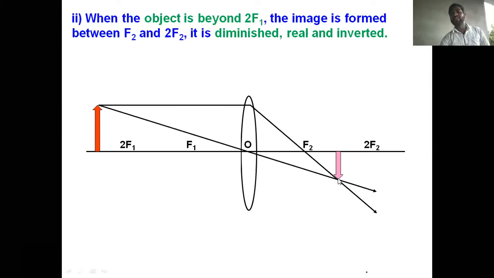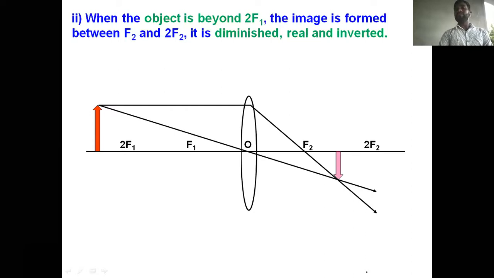So here we are getting the image position. Observe here, it is inverted. Inverted means the direction changes, we are getting the image upside down. Now tell me the nature of the image. Compare the sizes. The object is a large size, and what about the size of the image? Very low. So it is a diminished image, not highly, but it is a diminished image.